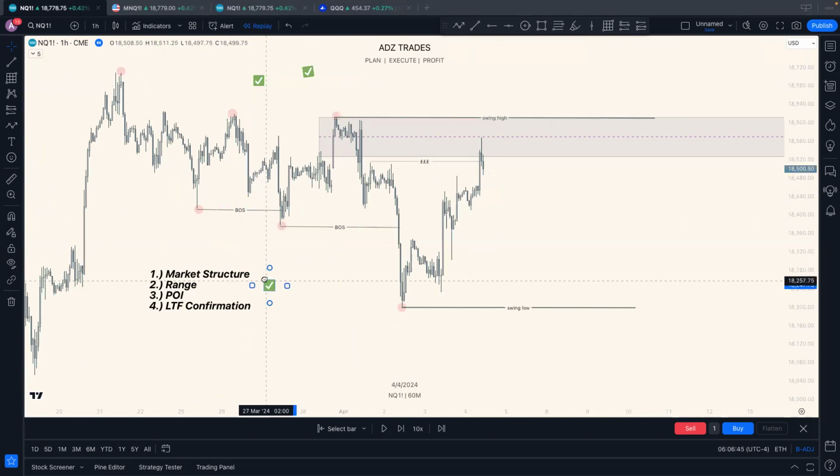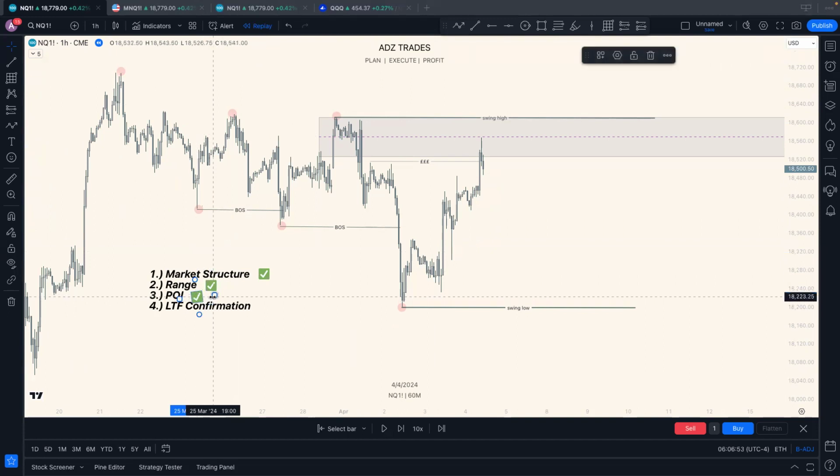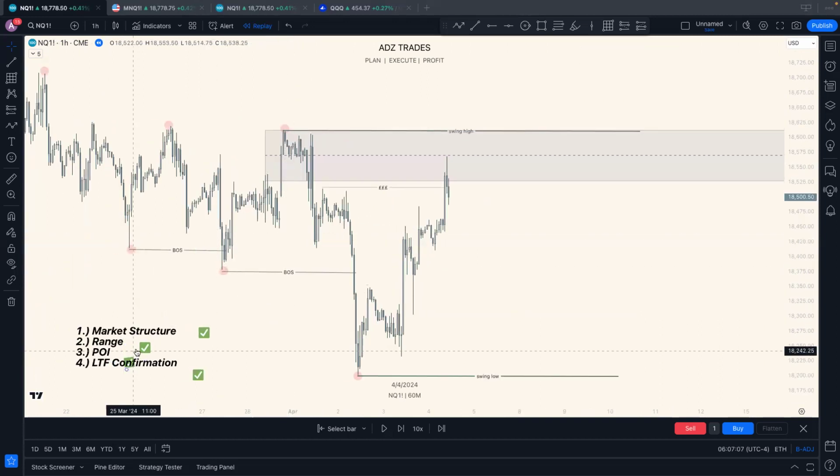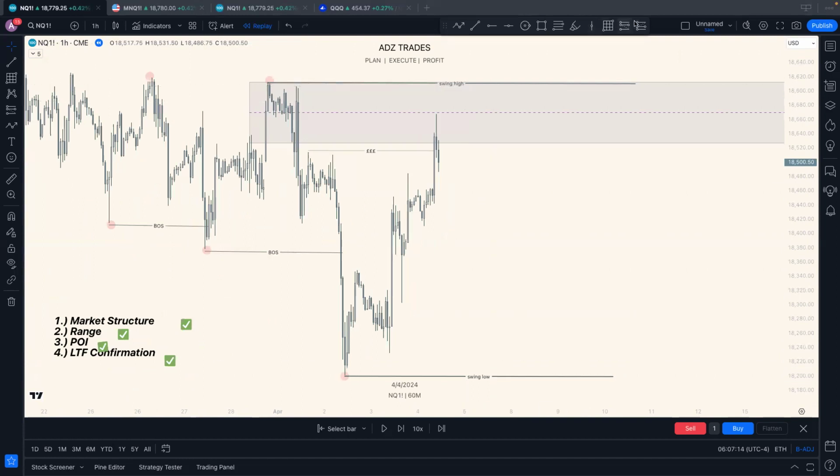So we've done our market structure, done our range, done our point of interest, and now we have officially got our lower time frame confirmation. Everything is telling me all my A+ checklist has been confirmed. So now I am very confident that I am on the right side of the market. I have a right entry and I should be making money.